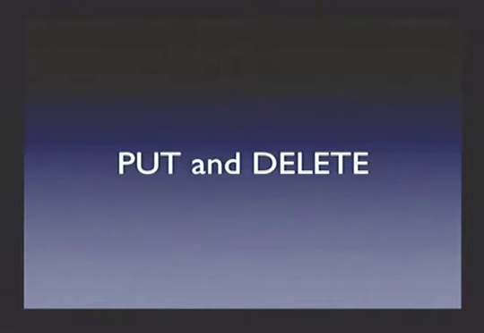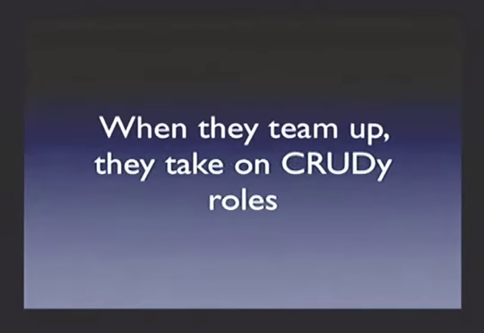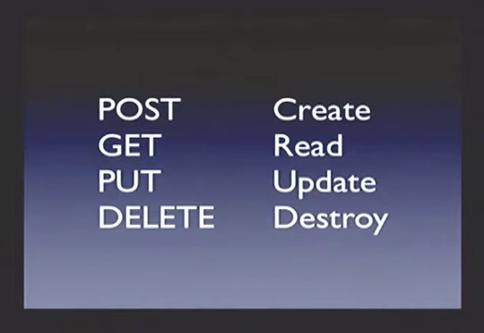Gets are really supposed to be independent, so a link shouldn't destroy something. Theoretically, you shouldn't be able to have a link to a URL that deletes a record, because get shouldn't harm anything. That's what post and update and delete are for. So, if you look at these four verbs, when they team up, they each take on these cruddy roles. So, post maps onto create, get is like read, put is update, and delete is destroy.